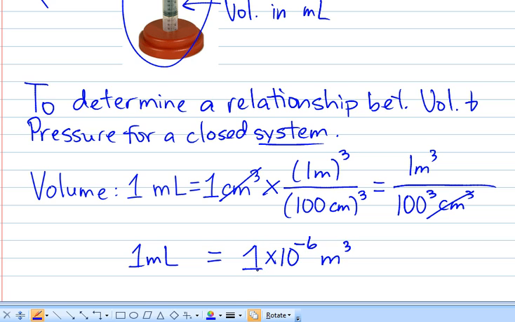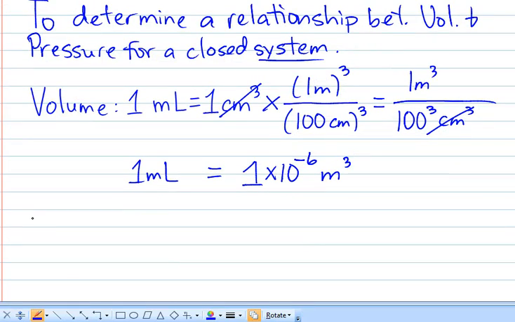Okay? And you can kind of visualize this. If you think of a box that is a meter long and wide and tall, you can fit about 1,000,000 sugar cubes in that. Those are about a centimeter cubed. Okay? So that's the first thing.